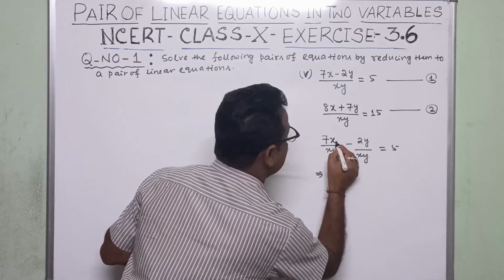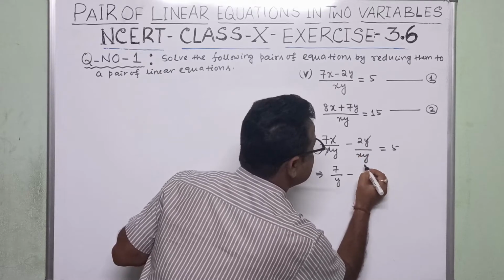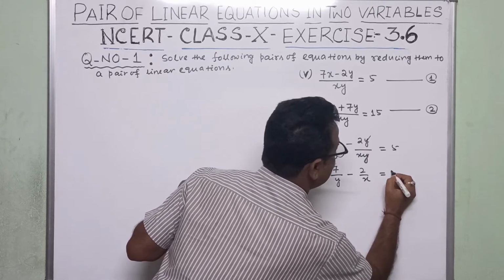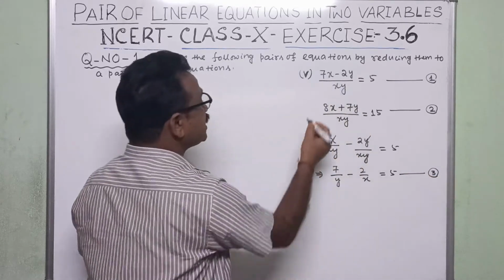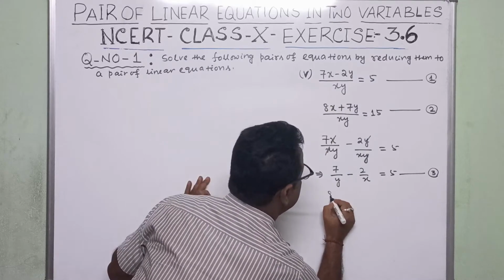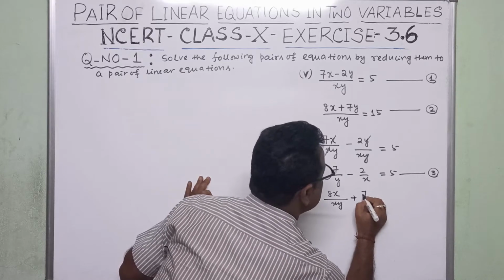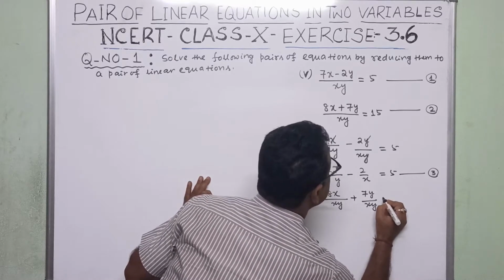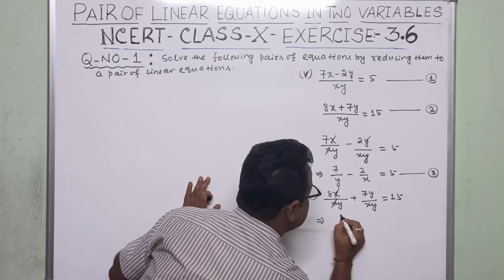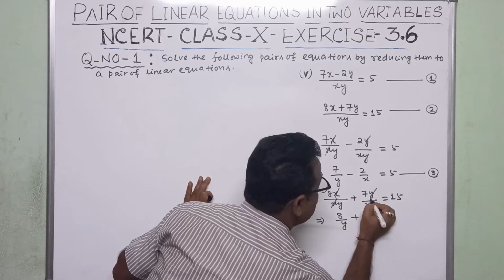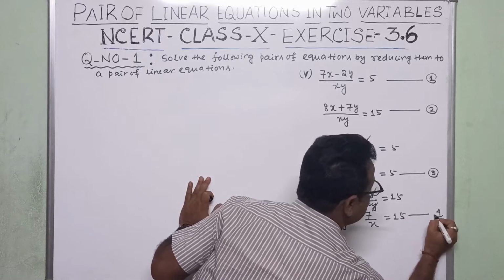That implies your x cancelled, 7 by y, y cancelled, minus 2 by x is equal to 5. This is, let's say, equation 3. Now second one, 8x by xy plus 7y by xy is equal to 15. So that implies your x cancelled, 8 by y plus y cancelled, 7 by x is equal to 15. Now this is equation 4.